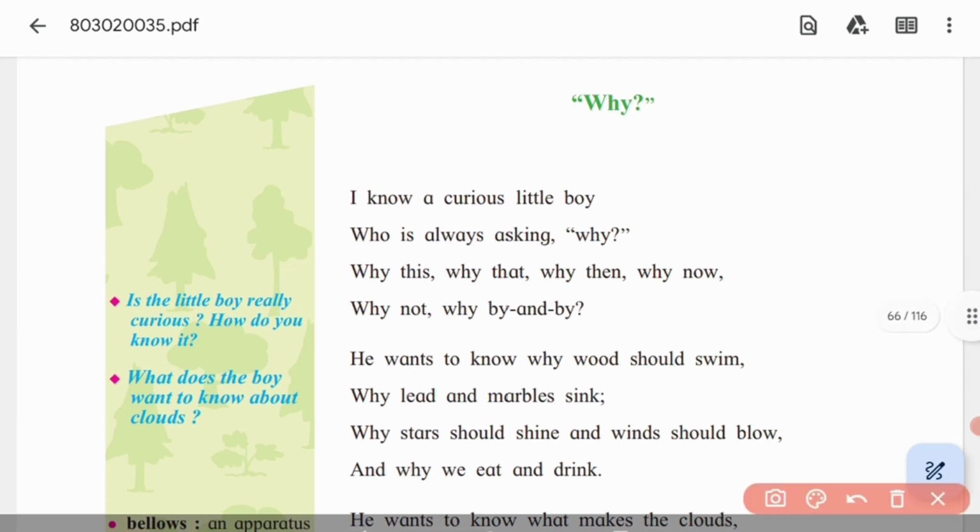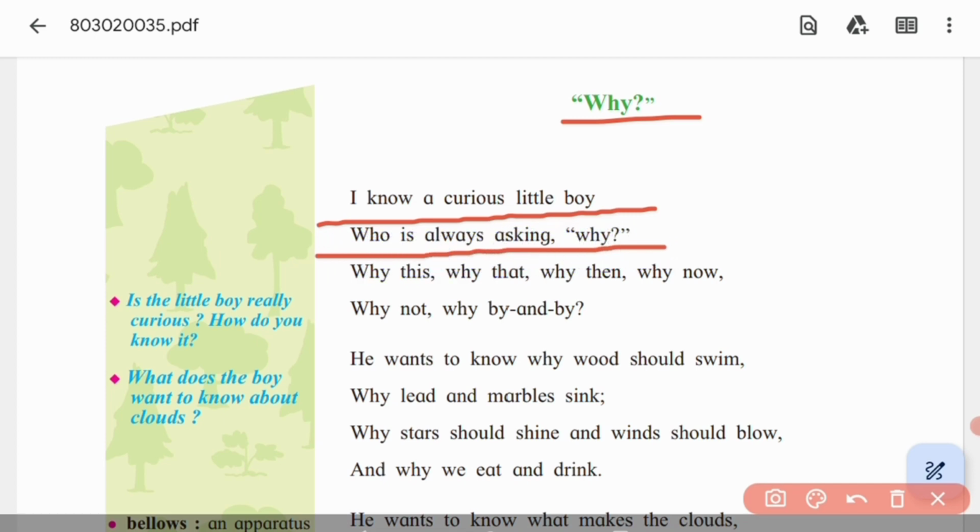Why? I know a curious little boy who is always asking why. Why this, why that, why then, why now? Why not, why by and by?